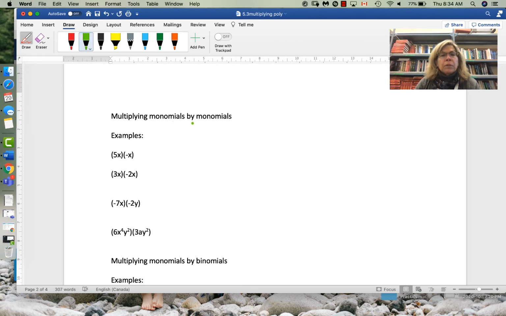Multiply monomials by monomials. Some examples include a monomial, like a single term, times a single term. So what we want to do is multiply first the coefficients. The coefficient of this is 5, and the coefficient of negative x, you could write that as negative 1 times x. So you have 5 times negative 1.